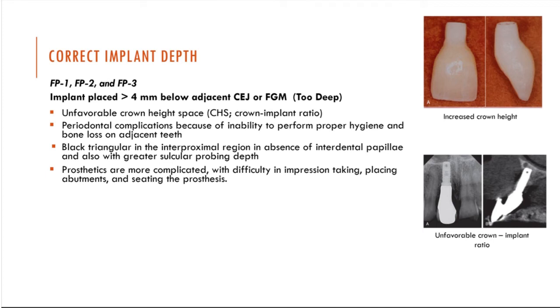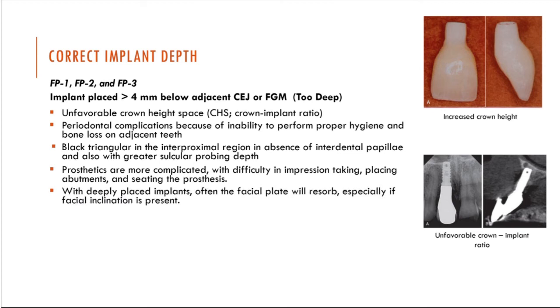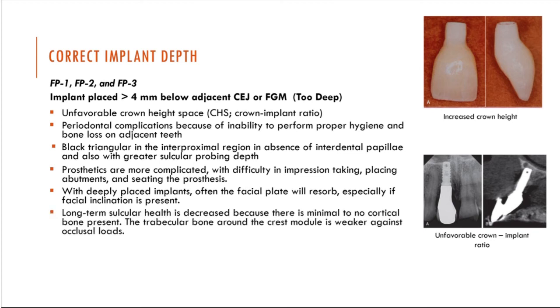And prosthetics are more complicated, with difficulty in impression taking, when placing the abutment and also when seating the prosthesis. And with a deeply placed implant, often the facial plate will resorb, especially if the facial inclination is present. And long-term sulcular health is decreased because there is minimal to no cortical bone present, and the trabecular bone around the crest module is weaker against occlusal load.